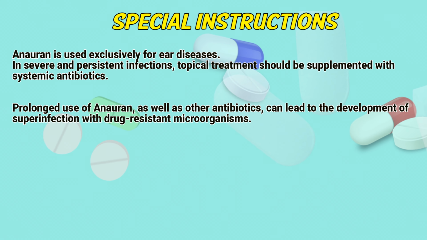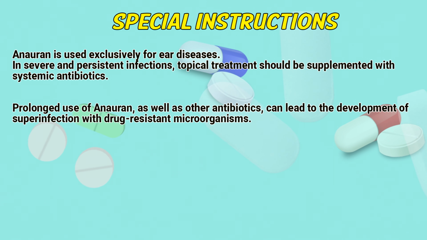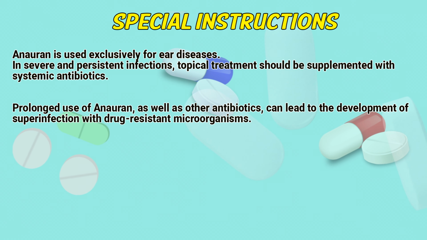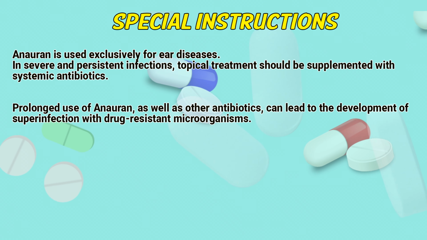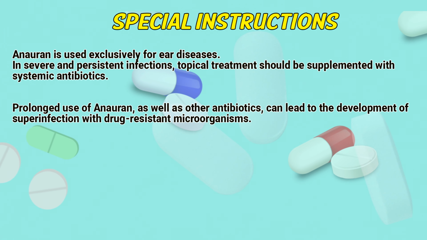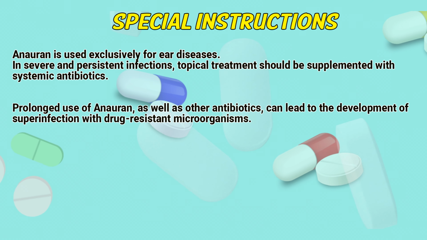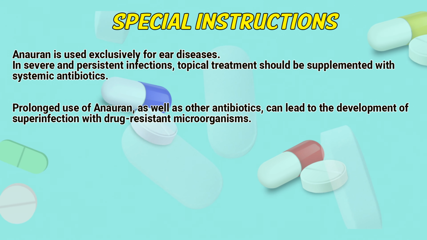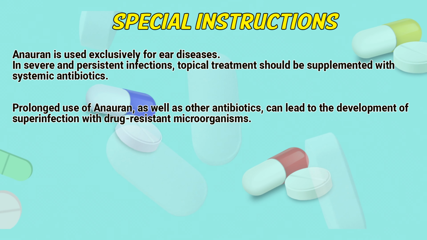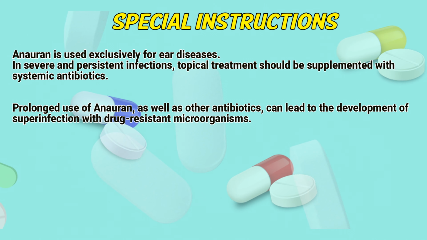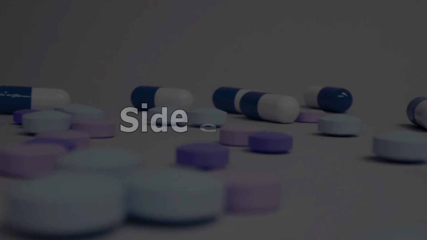Special instructions. Anauran is used exclusively for ear diseases. In severe and persistent infections, topical treatment should be supplemented with systemic antibiotics. Prolonged use of Anauran, as well as other antibiotics, can lead to the development of superinfection with drug-resistant microorganisms.